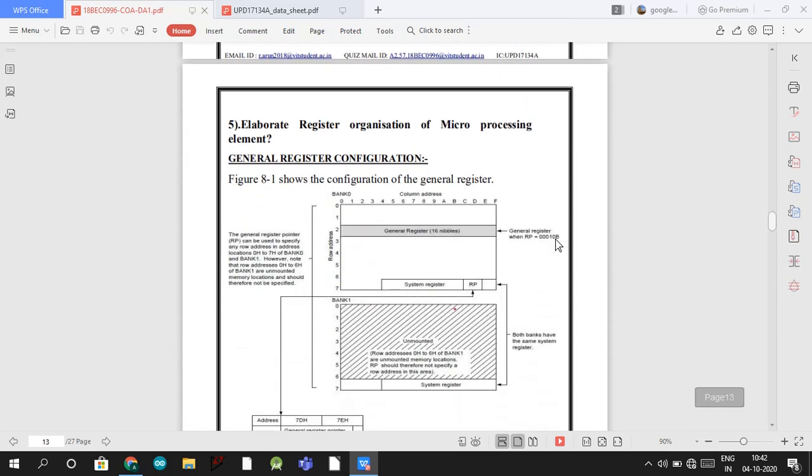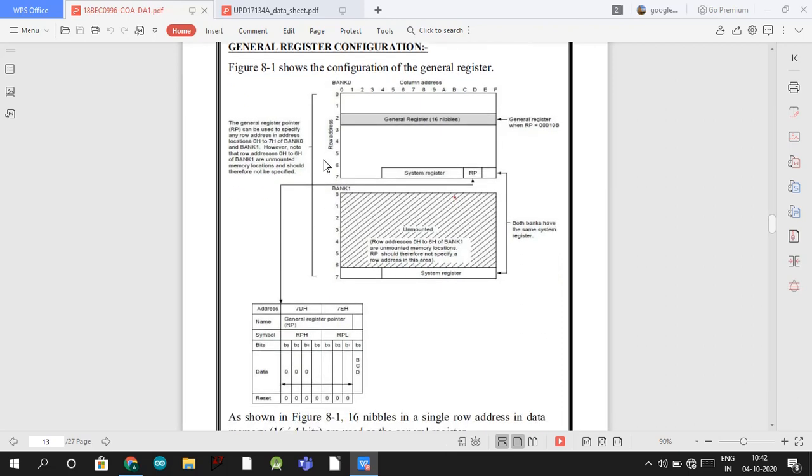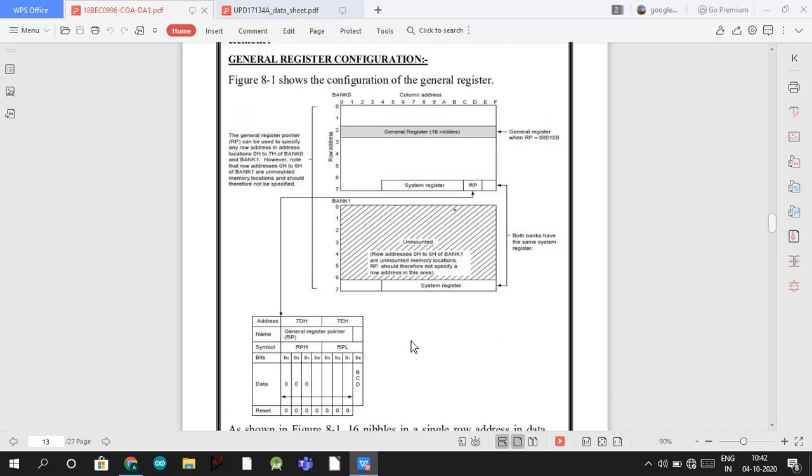Here see what registers are used in the microprocessing elements, and this is basically the register configuration. The register is connected with some bits, addressing modes, address buses and bits. You can see from the block diagram the general registers.